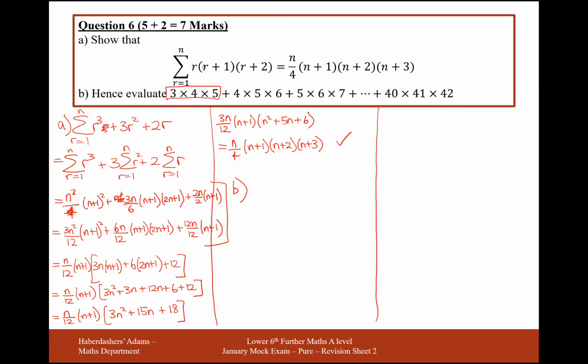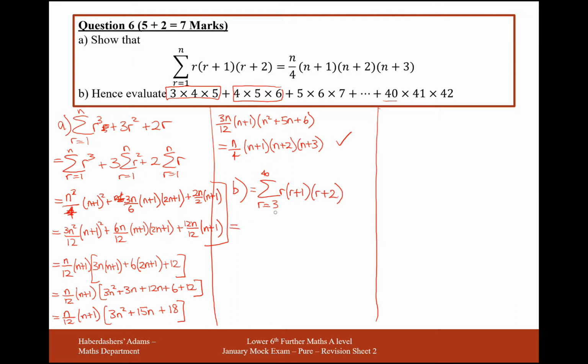Let's say that r is 3, r plus 1 will then be 4, and r plus 2 will then be 5. Great. For this one here, the same thing works. If r was 4, then r plus 1 would be 5, and r plus 2 would be 6. So what this summation here is representing is the sum from r equals, well, the first number I start at, the first r number I'm using here is 3. And the last r number I need is 40. So it's going to be r from 3 up to 40 of r, r plus 1, r plus 2.